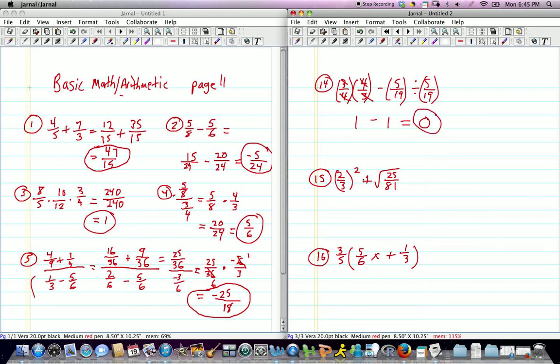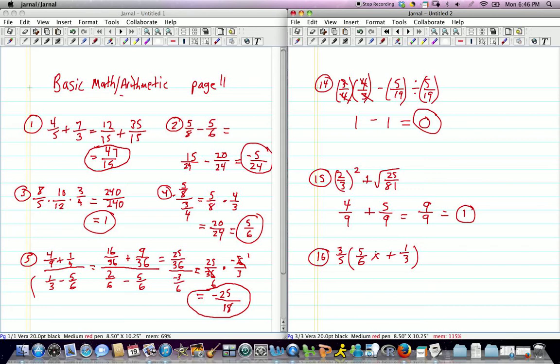Number 15, similar here, 2/3 squared. You just square the top and square the bottom. So the top means 2 times 2, which is 4. Bottom means 3 times 3, which is 9. Then we take the square root of the top and the square root of the bottom. So the square root of 25 is 5. Square root of 81 is 9. We add these together now. They have the same denominator already. So we take 4 plus 5 on top and we get 9. Keep the 9 on the bottom. And that equals 1 when we simplify that because 9 divided by 9 is 1.